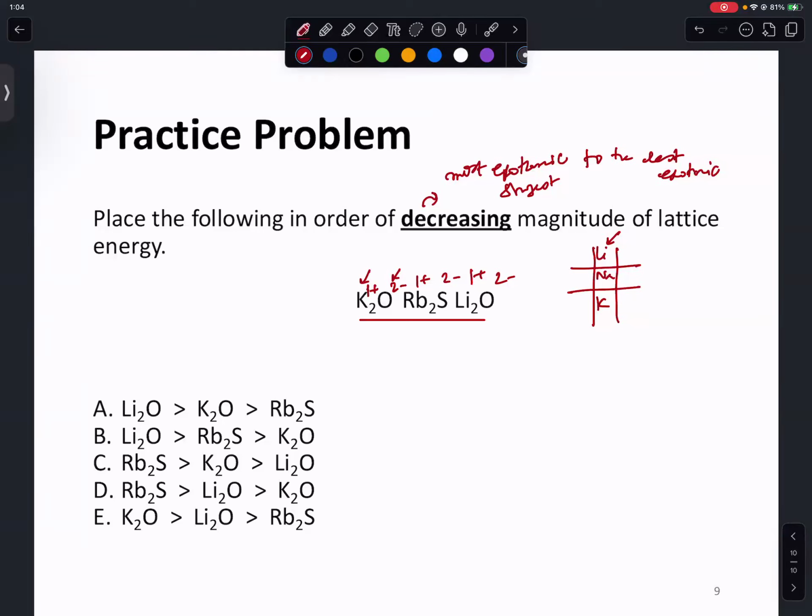Then let's look between oxygen and sulfur. This is group 16, oxygen and sulfur, and oxygen is smaller, so oxide will be smaller than sulfide. In this case, lithium oxide will be the highest or most exothermic, followed by potassium oxide, and then rubidium is just going to be at the very end, so rubidium sulfide. And let's look at which choice it fits with. It's going to be the first choice, choice A.